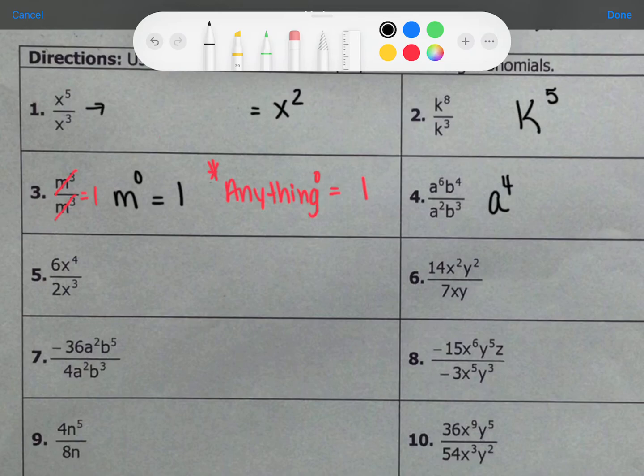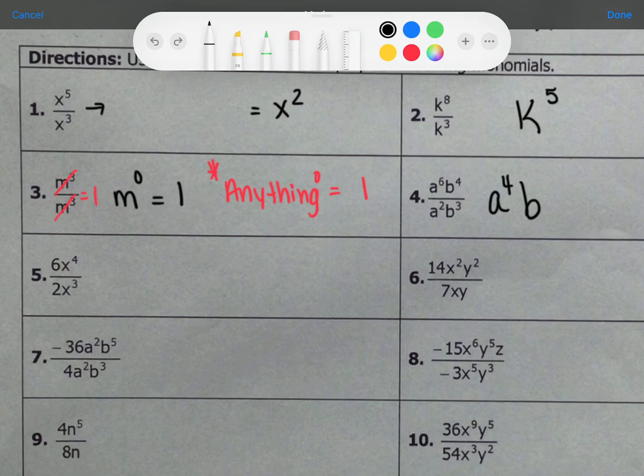4 B's on top, 3 B's on the bottom. Subtract. 4 take away 3 is 1. Do you have to put the 1? No. But if you put the 1, is that okay? Yes. It does not matter if you put the 1 or you don't put the 1. I really don't care. Most times I don't put the 1 because I want us to know that it's there secretly.